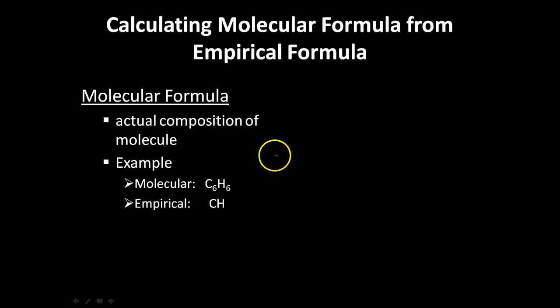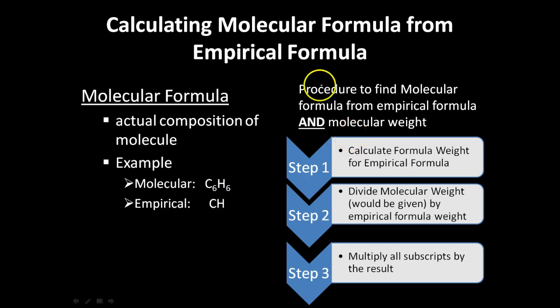Now that we have our empirical formula for our compound, let's look at how you would calculate a molecular formula from an empirical formula. Recall that the empirical formula is the lowest whole number ratio for the molecular formula. Notice these subscripts are evenly divisible by 6, so 6 divided by 6 is 1, 6 divided by 6 is 1. This is the difference between the molecular and empirical formula. So these are the steps you take.